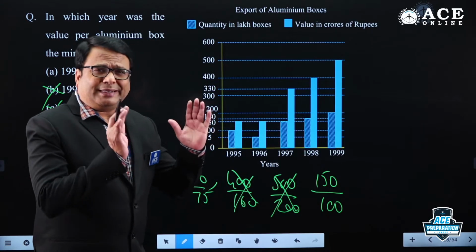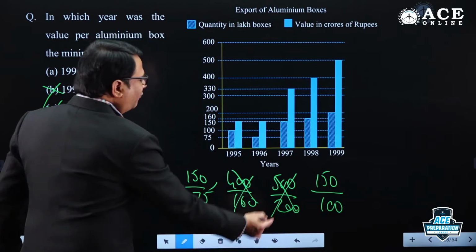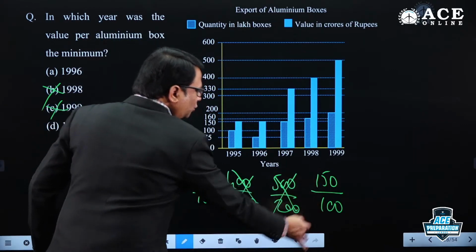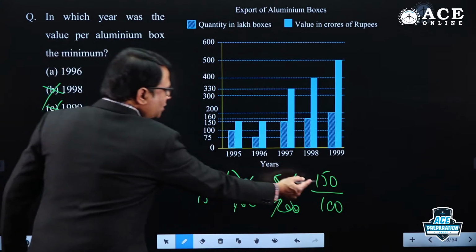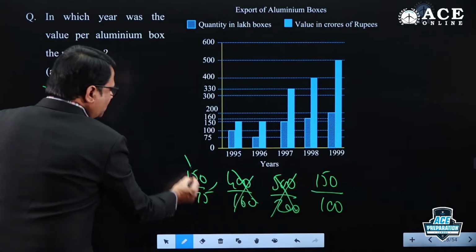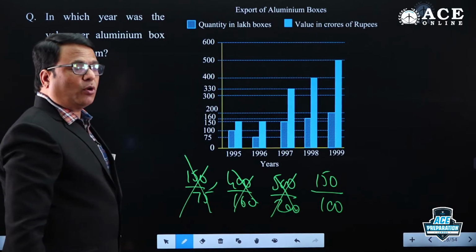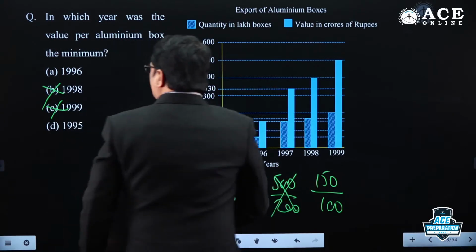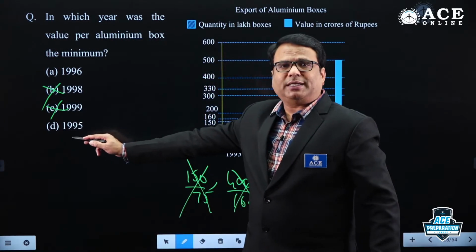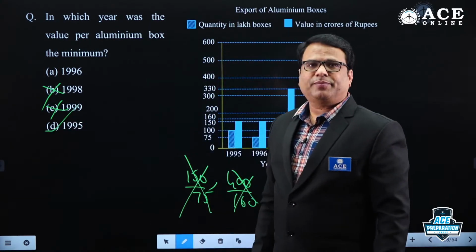Now I told you 90% of the time we go for approximation. Now 150 divided by 100 is less than 2, it is 1.5. So this is 2 and this is 1.5. That means this is not the minimum. So in which year is value per box minimum? It is minimum in the last option. And what is the last option? Last option is 1995. So the answer is D.